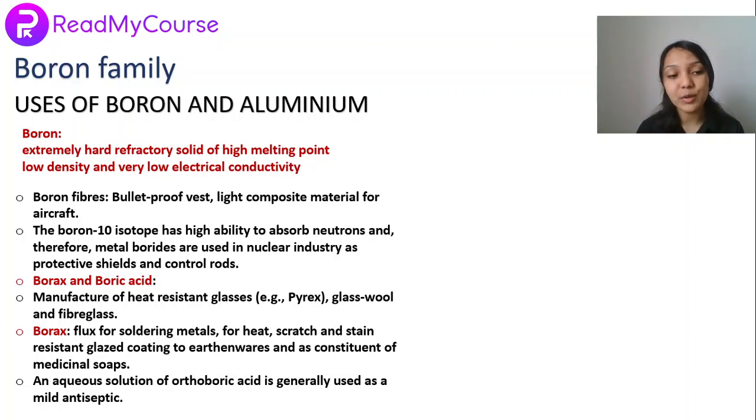Fine. And next, when we talk about borax and boric acid, they're used in the manufacture of heat resistant glasses, glass wool and fiberglass. And borax is used as flux for soldering metals. So when people use soldering, in that case borax is used as flux. It's also used for heat, scratch and stain resistant glass coating on earthenwares, and as a constituent of medicinal soaps as well.